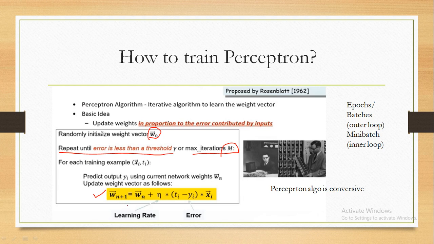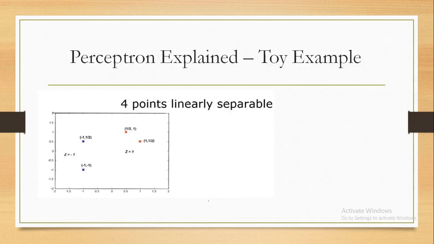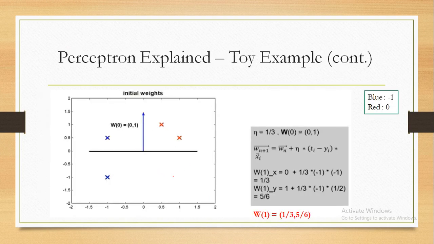So this is the formula: w(n+1) equals wn plus eta times (ti minus yi) times xi. Eta is a constant, and its value must be between 0 and 1. What about ti minus yi? yi is the current output, the predicted value, and ti is the actual value. The subtraction returns the actual error. And xi is nothing but the feature vector.